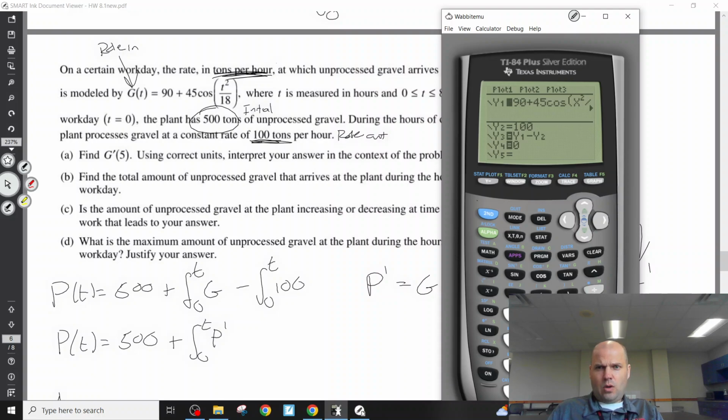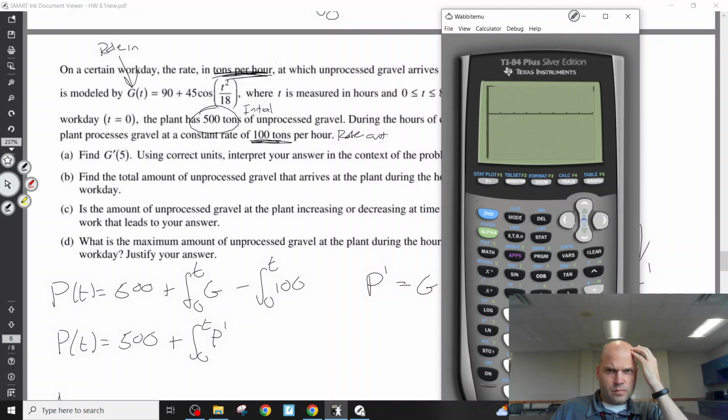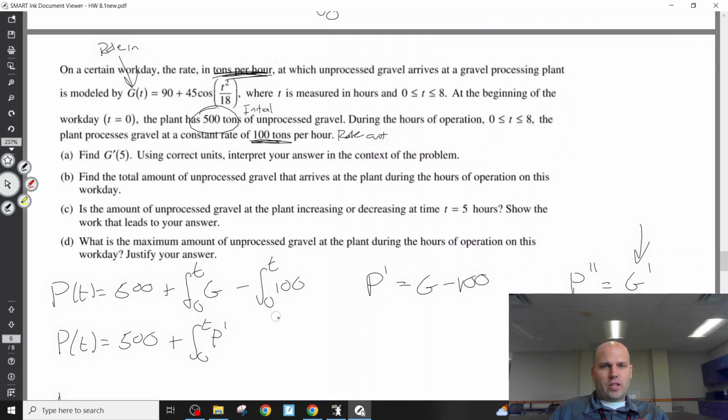Hide Y1, Y2. 0 to 8. Zoom. Fit. Okay, looks like we're going to have a max. P prime is positive and then negative. Now they want G prime of 8.